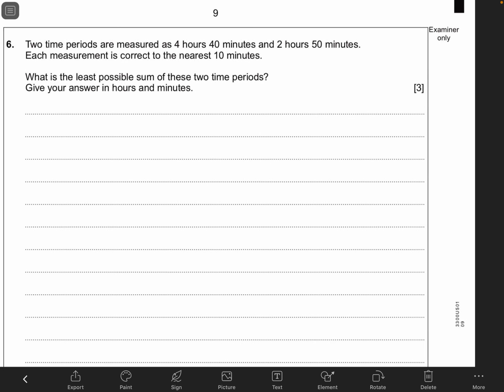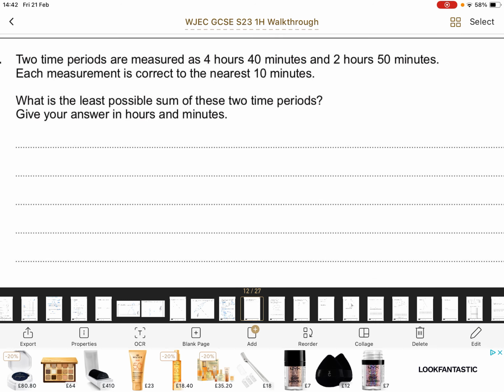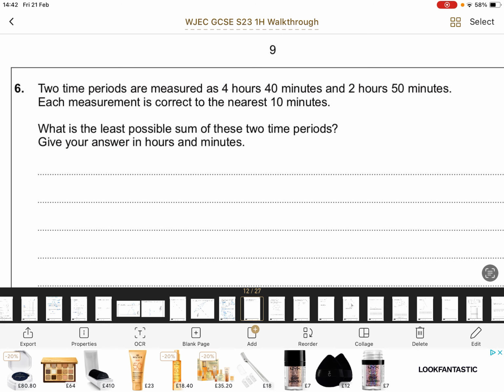Question 6. Okay, so it says 2 time periods are measured as 4 hours 40 minutes and 2 hours 50 minutes. Each measurement is correct to the nearest 10 minutes. Okay, so this is like upper and lower bounds, isn't it? So to the nearest 10 minutes, we can work out the lowest, and let's just see what the question says. It says, what is the least possible sum of these 2 time periods?